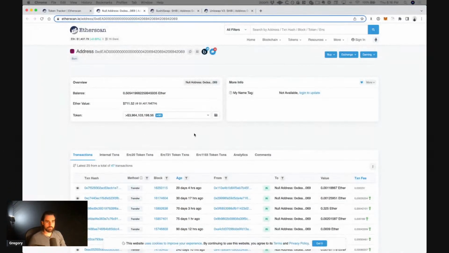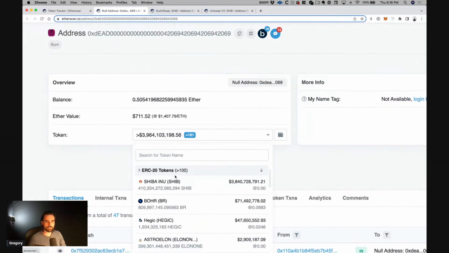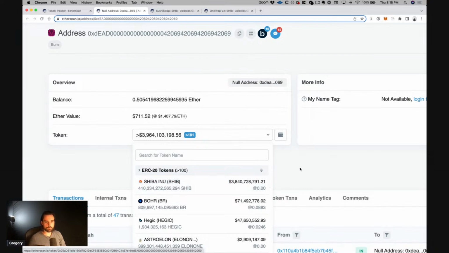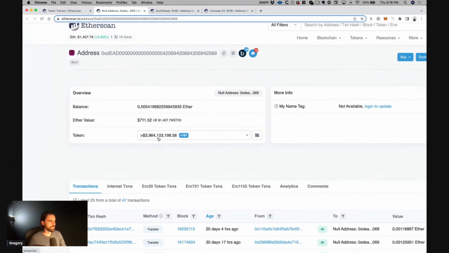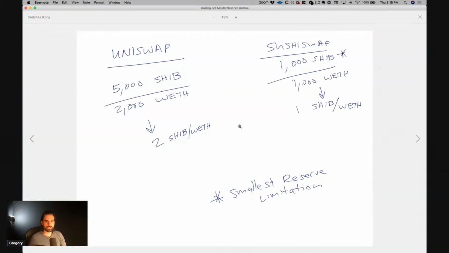So here's the big Shiba Inu address that we can unlock. Okay, it's got like an insane amount of Shiba Inu tokens. We're talking like $3 billion worth of Shiba Inu tokens. All right, we're going to unlock this wallet and we're going to pretend to be that wallet. And what we're going to do is essentially trade it on these different exchanges to dump the price.